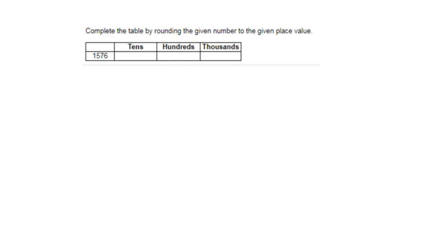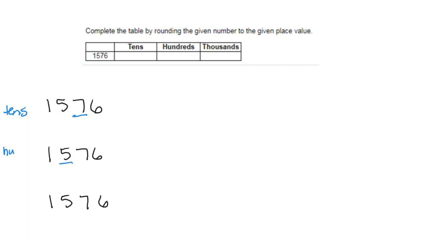All right, so we have several things to do on this slide. Complete the table by rounding the given number to the given place value. So they want us to take the original number and round it 3 different times, tens, hundreds, and thousands. So let me write this number down 3 times. And what I will do is I will underline the position that we want to round. So the first one said to the tens, and I'll just rewrite this over here so we have a note, tens, hundreds, and thousands.